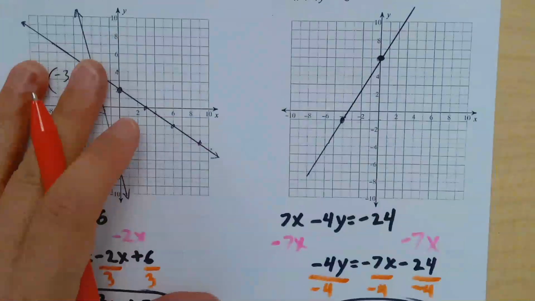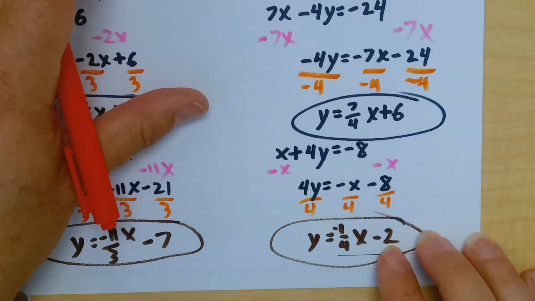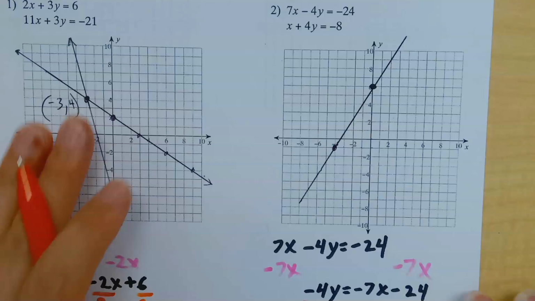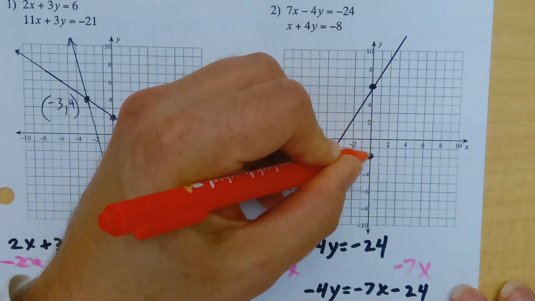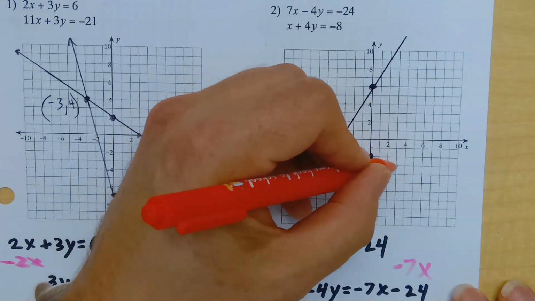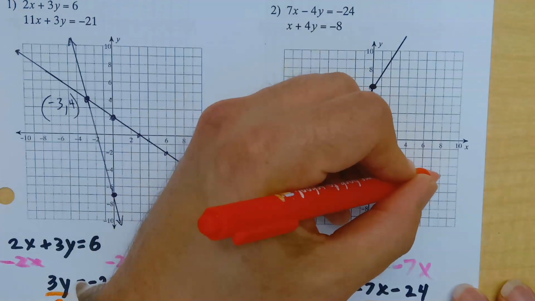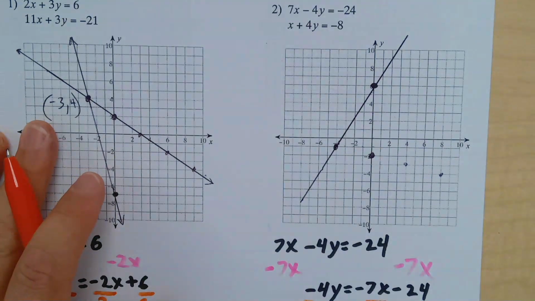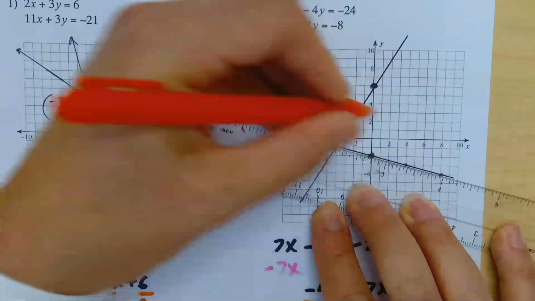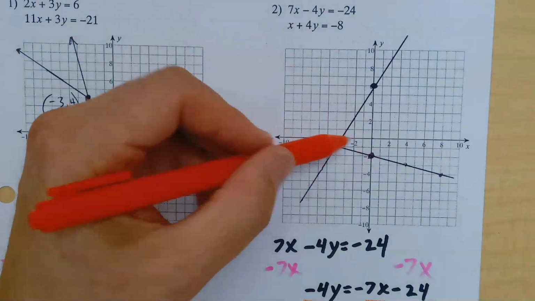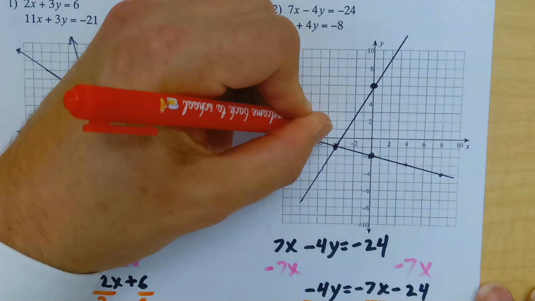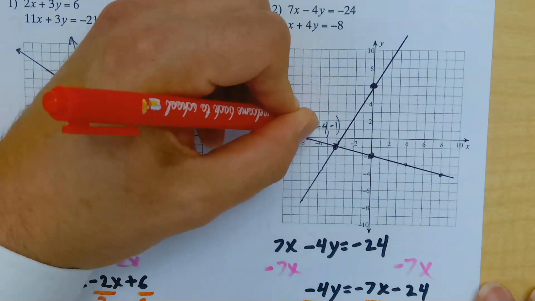Okay, and then the next one, my y-intercept is negative 2, and my slope is negative 1/4. So I'm going to go down to negative 2, and my slope is negative 1/4. So down 1 over 4, down 1 over 4, and I can draw the line, and you can already see that it's going to intersect here at negative 4, comma, negative 1. Okay.